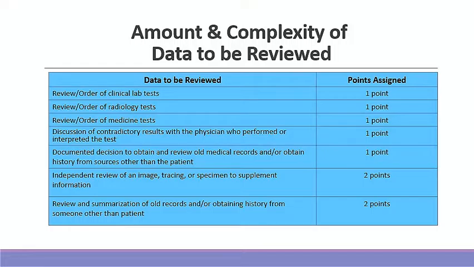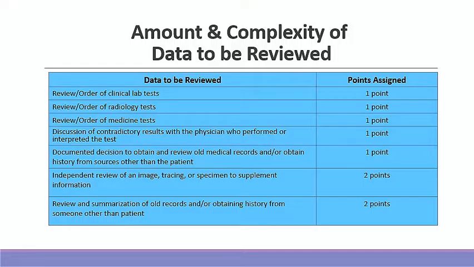Documented decisions to obtain and review old records and/or a decision to obtain history from someone other than the patient is worth 1 point. This point is credited for the provider documenting their intent to get records or history from someone else. For instance, the provider might document, "I will obtain records from the patient's previous PCP," or "I will call the patient's daughter for additional history due to the patient's severe dementia."